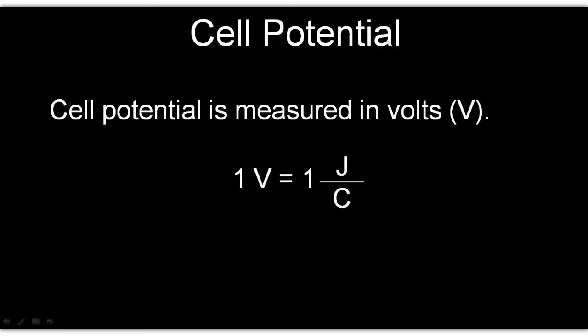And this is measured in volts, and to break that down, which you don't need to worry about too much, a volt is equal to a joule per coulomb. And we'll look at that more when we talk about Faraday's law, or Faraday's constant, excuse me.